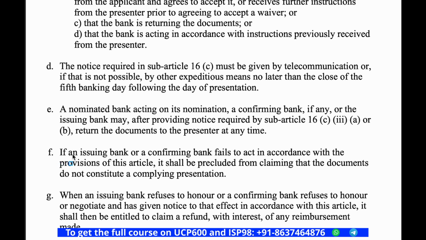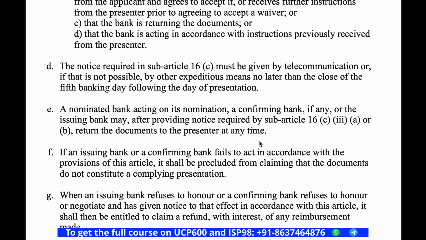Next one is, if an issuing bank or a confirming bank fails to act in accordance with the provisions of this article, it shall be precluded from claiming that the documents do not constitute a complying presentation. So this article talks about the rule of preclusion. As per this rule, if the bank failed to act as per the provisions of this article, it cannot claim the documents discrepant and it has to honor or negotiate as per the agreed terms.